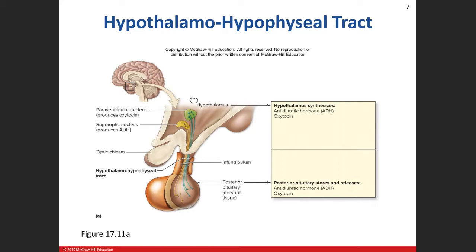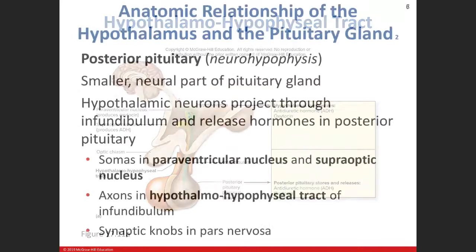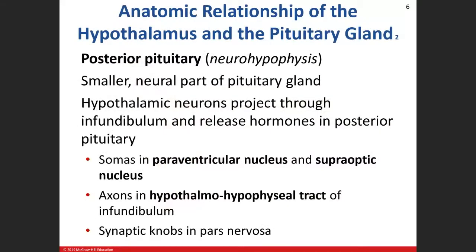So that's what we're looking at here. This picture is showing us the hypothalamus up here, and then down below we have the pituitary gland. Our infundibulum connects the two. On the back portion is the posterior pituitary, or the neurohypophysis, and on the front is the anterior pituitary, the adenohypophysis. Easy to remember: A, anterior, A, adeno. Now let's jump back to the posterior pituitary.